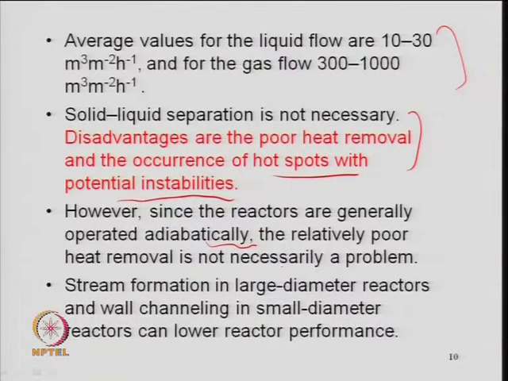Stream formation in large diameter reactors and wall channeling in small diameter reactors can lower the reactor performance. So, this is what I told you, the selection of the proper height, that is the length of the reactor, and the diameter of the reactor is an important aspect. So, we need to look at what is the height of the reactor, which we call the length of the reactor, and what should be the diameter of the reactor. So, basically it is L by D, that is one thing. Second thing is what catalyst diameter should be selected. So, that is again important.